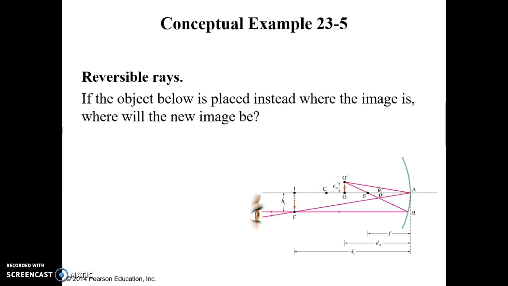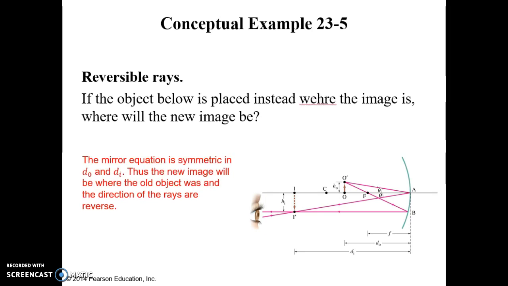Now, if the object is instead placed where the image is, where will the new image be? Well, the mirror equation is symmetric in d_o and d_i. Thus, the new image will be where the old object was, and the direction of the rays is reversed.